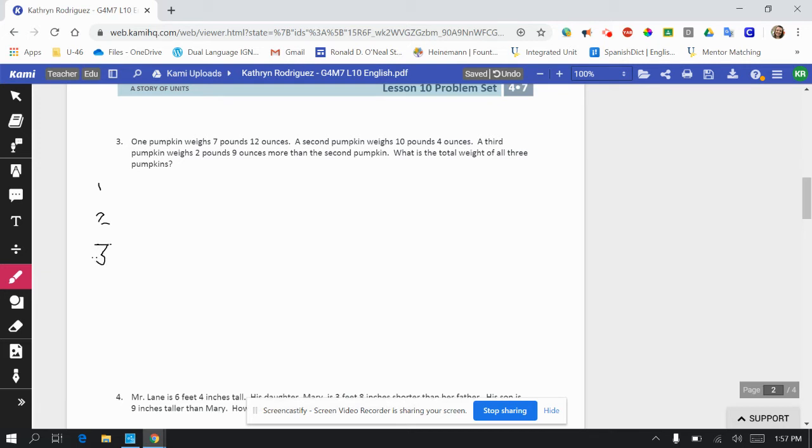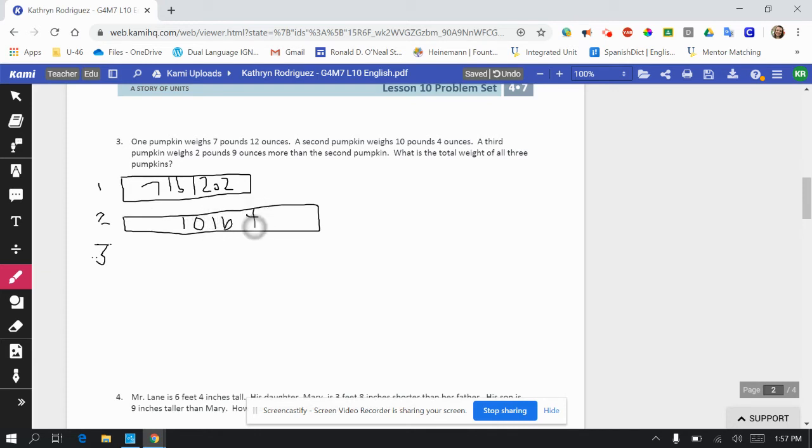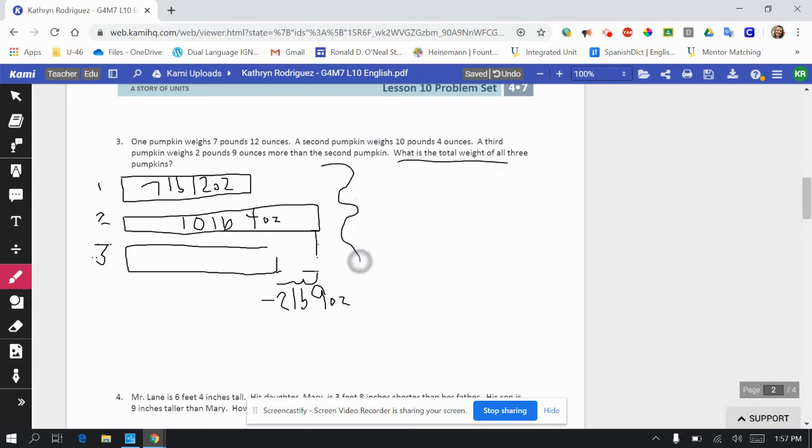All right, so the first weighs 7 pounds, 12 ounces. The second weighs 10 pounds, 4 ounces. A third weighs less, 2 pounds, 9 ounces. Okay, so we're going to take the 10 pounds, 4 ounces, and then subtract to get the third pumpkin. And then the question, what is the total weight? So we're looking at all 3.